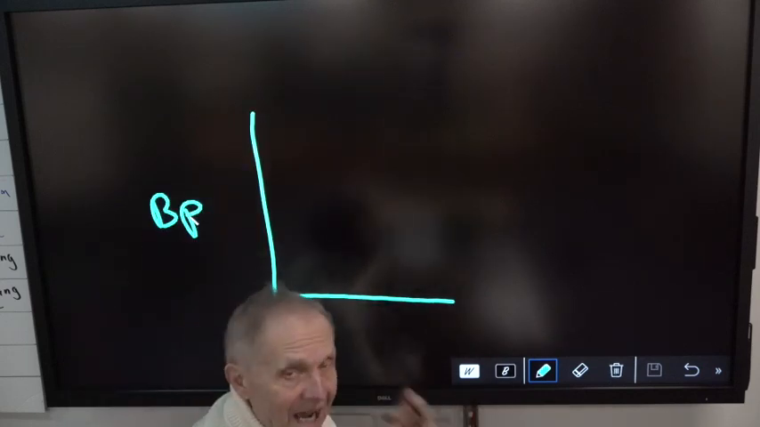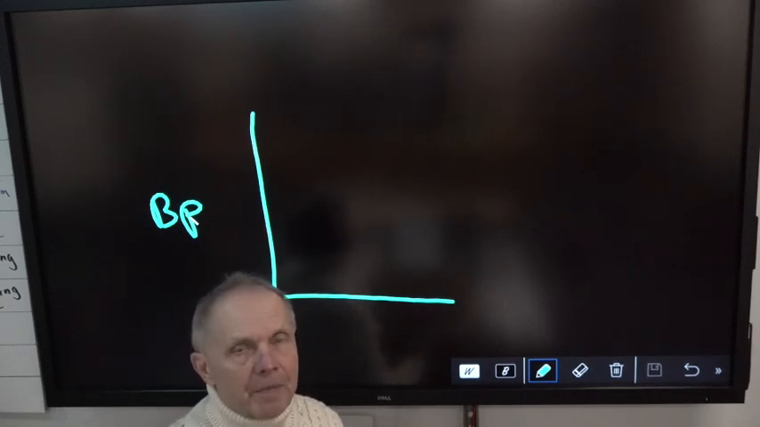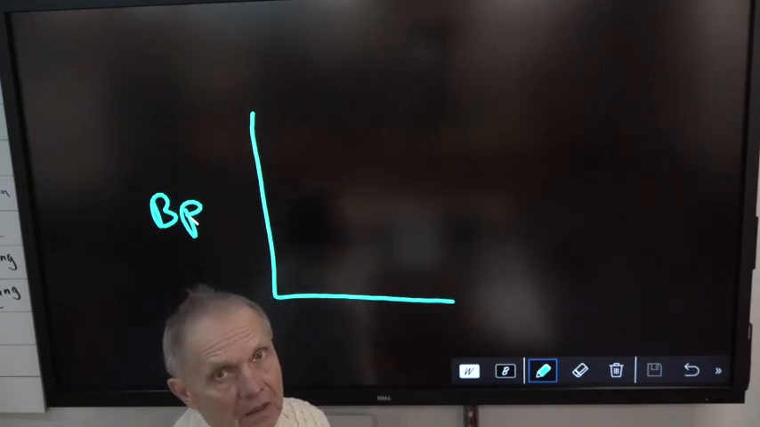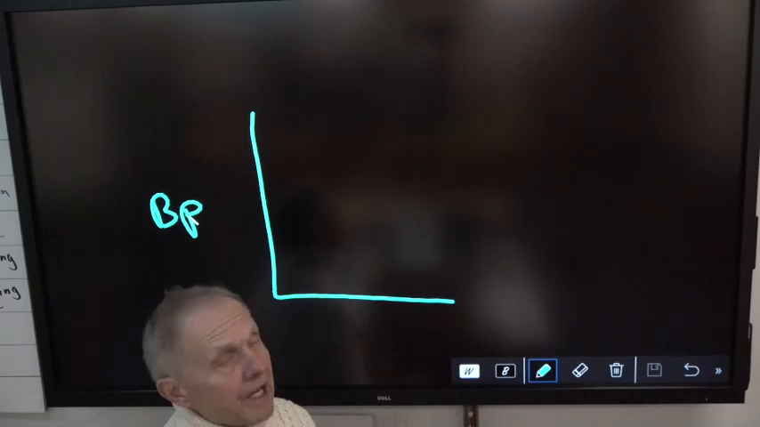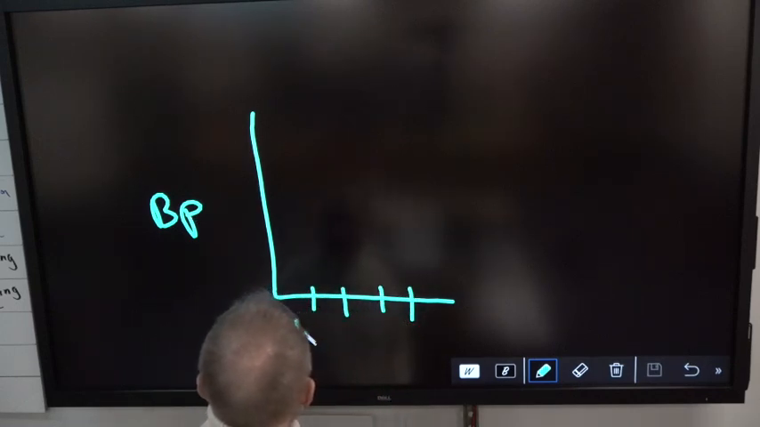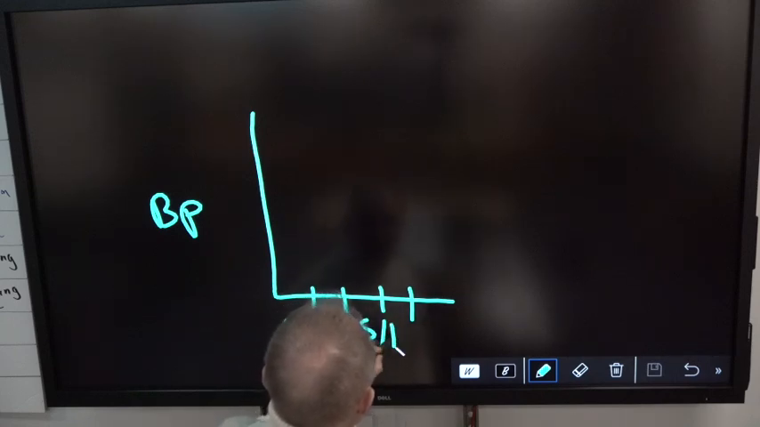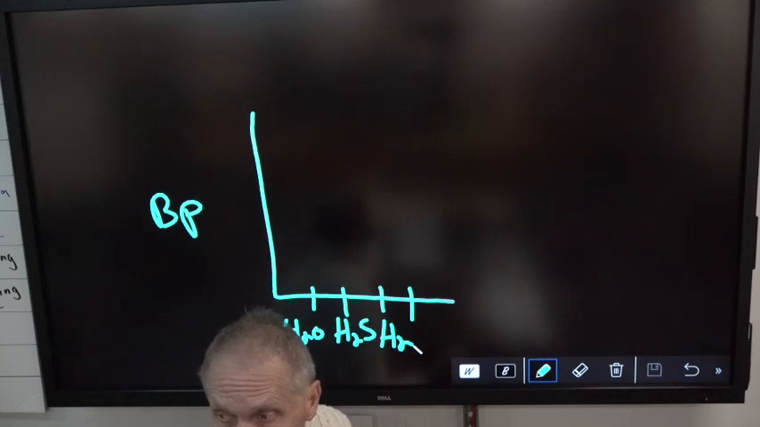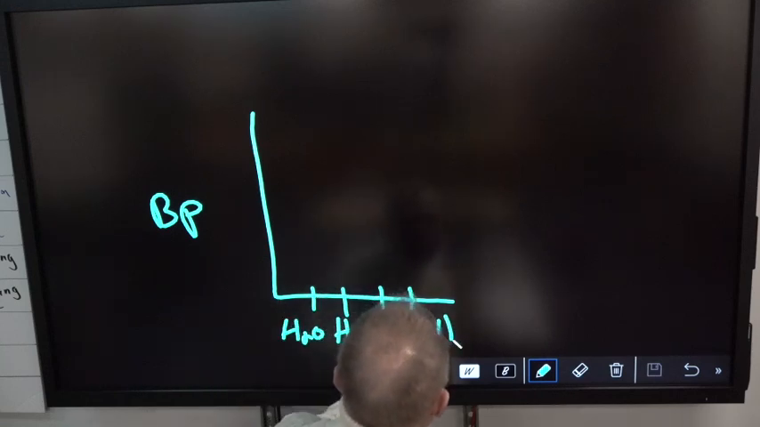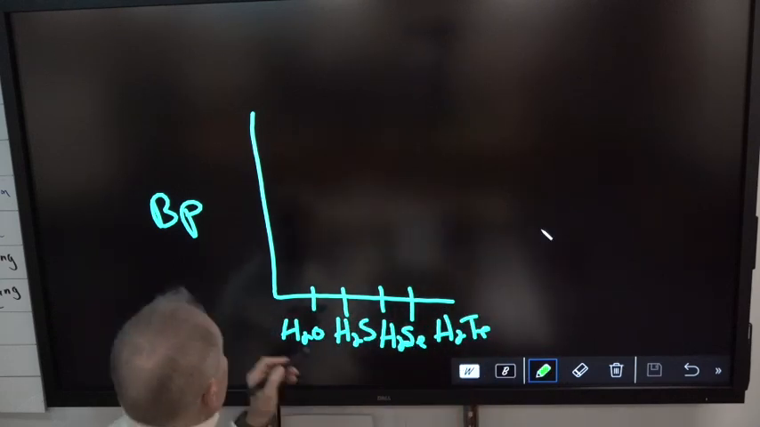We know going down any group, the weight gets bigger. So that means the boiling point's going to increase going down a group. But if it's group 16 with oxygen ahead of it, here's what happens. H2O, H2S, H2Se, and H2Te.